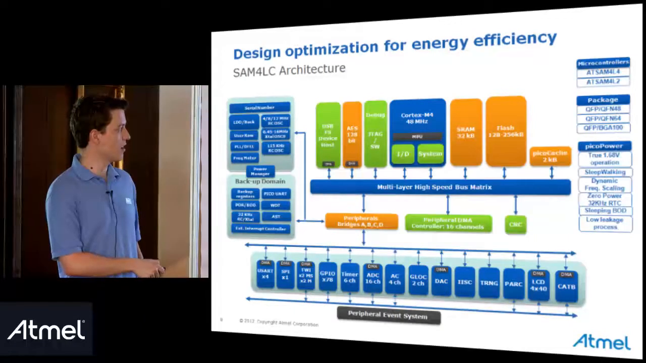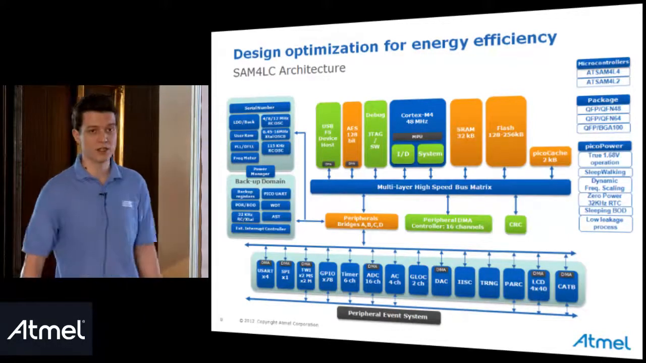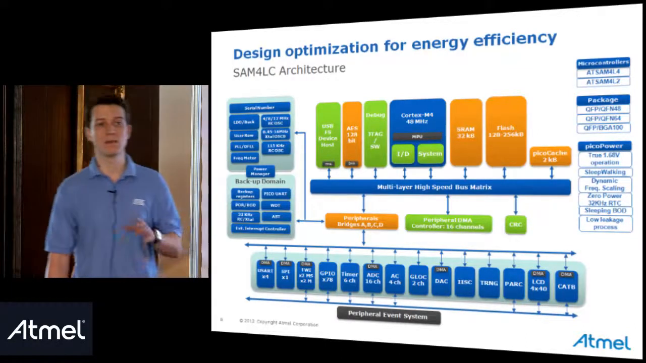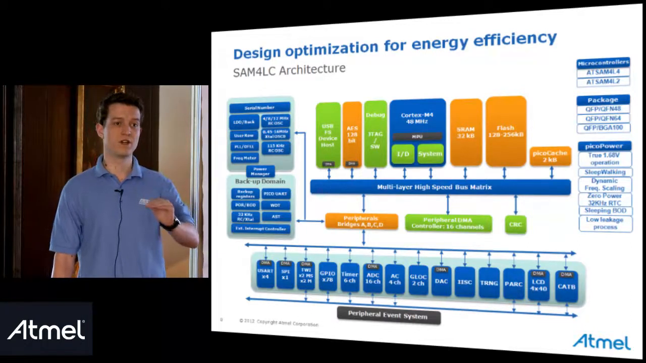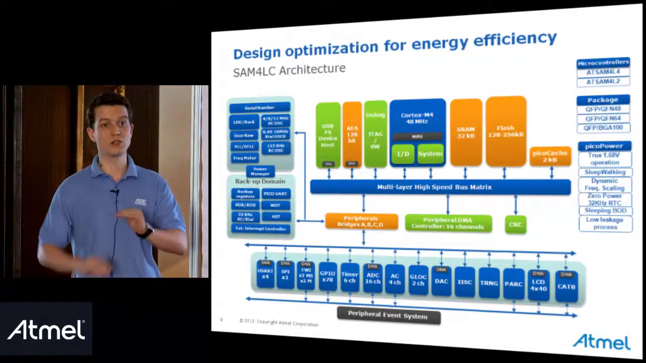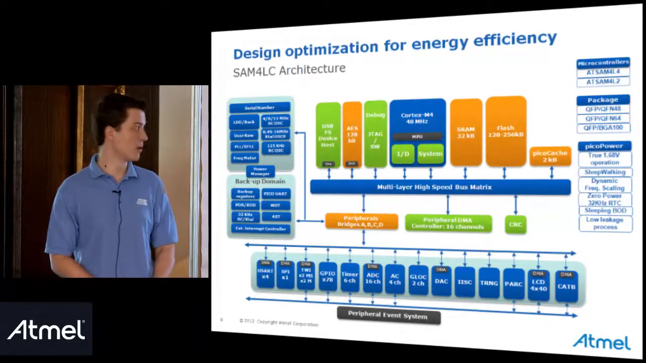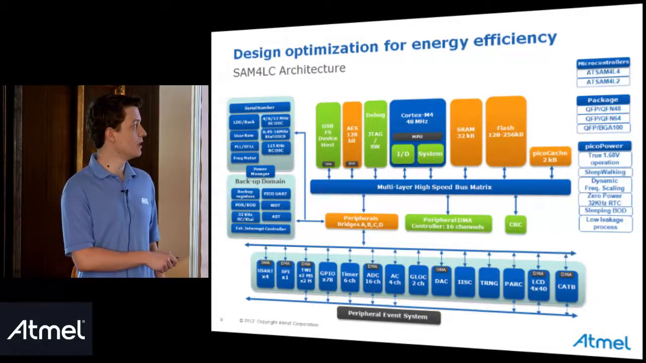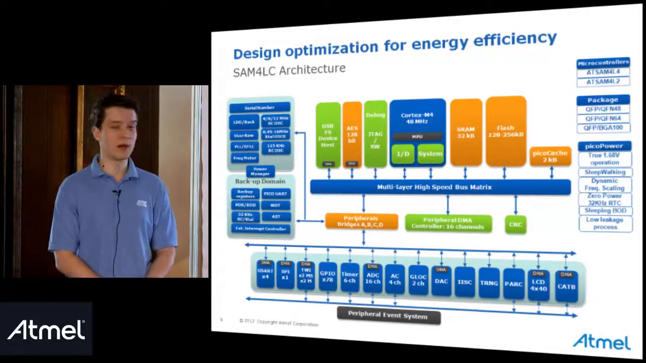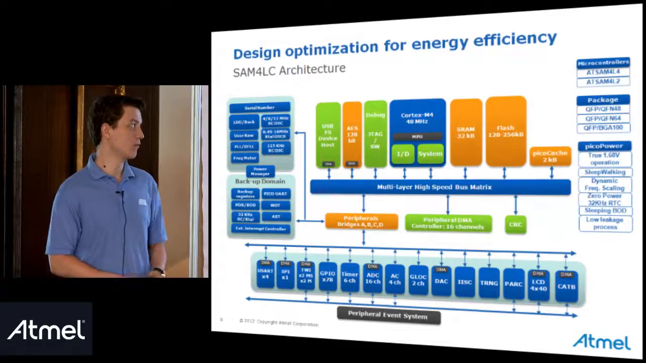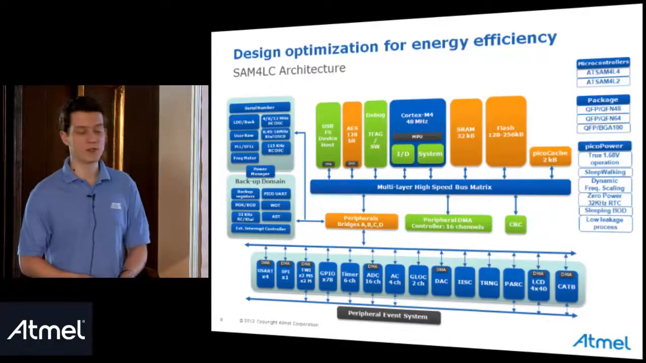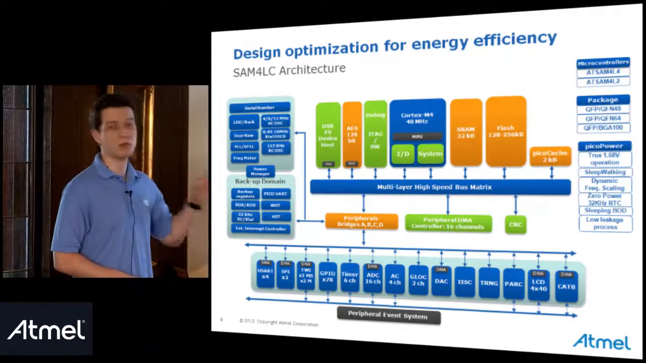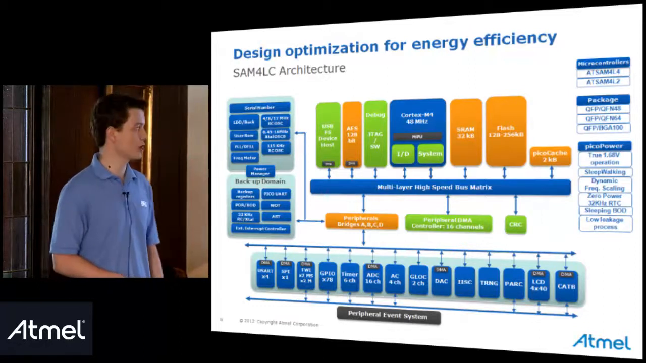So all the masters are represented here in green. This means that if one master wants to communicate with one peripheral, it will have a dedicated layer. And each master has a layer, so it will increase the bandwidth of the system. In terms of memory, we have 32 kilobytes of SRAM, from 128 to 256 kilobytes of flash, and one pico cache. There will be a dedicated slide on pico cache.